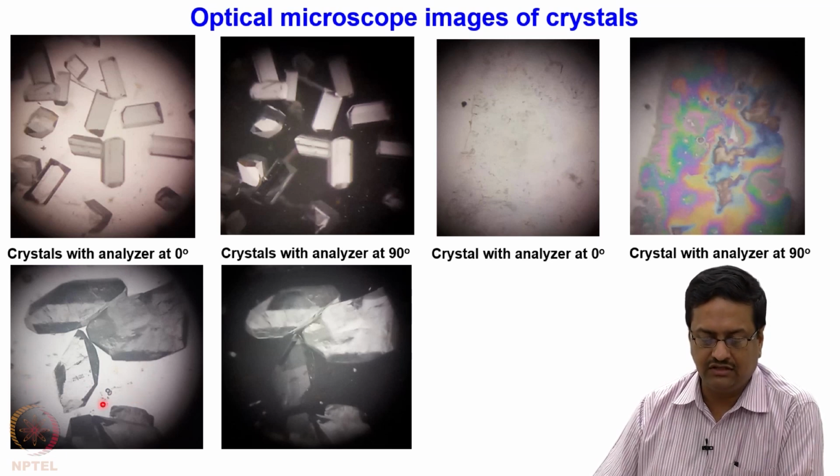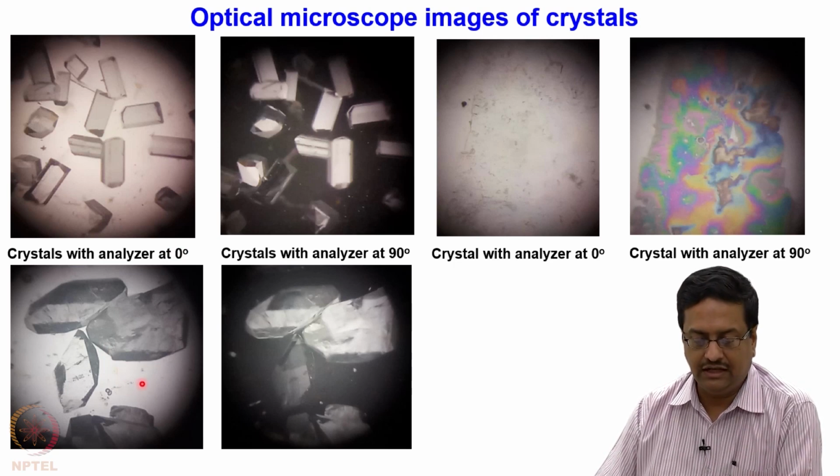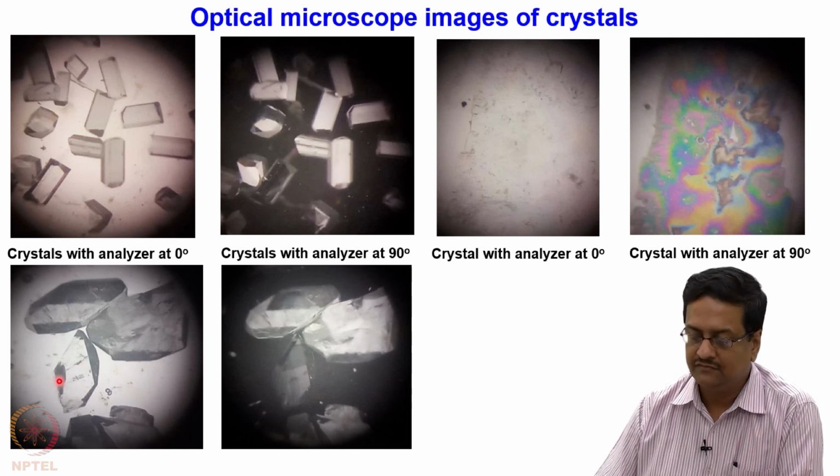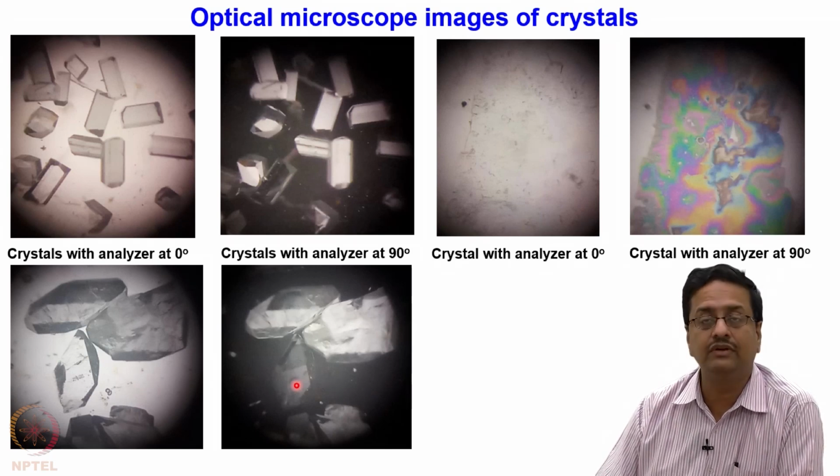Once again, when it is looked at with the analyzer at 0°, you can see the light coming from the sides and passing through the crystal, giving you a transparent view of the crystal. Whereas when the analyzer is at 90°, the light is not passing through the outside of the crystal, and the crystal also does not allow any passage of light. This indicates that it is showing extinction of polarized light passing through it.